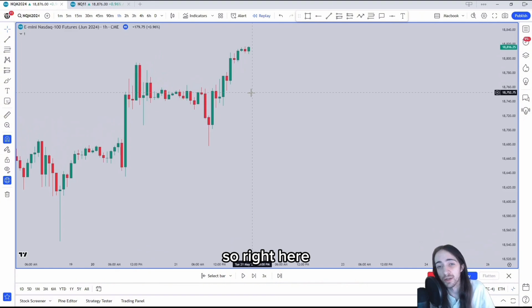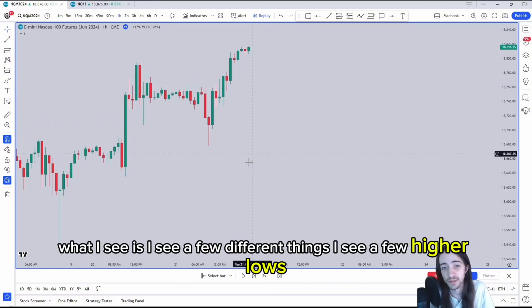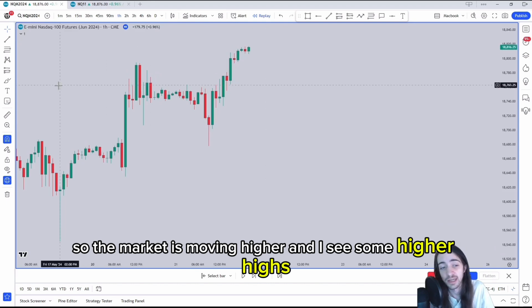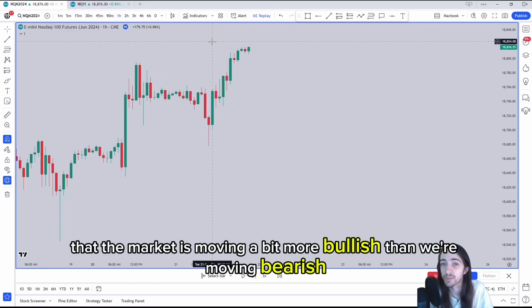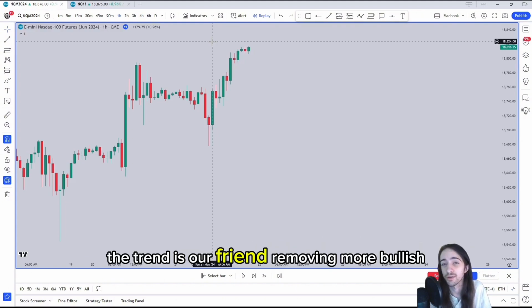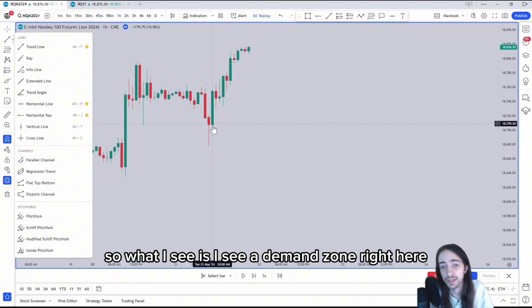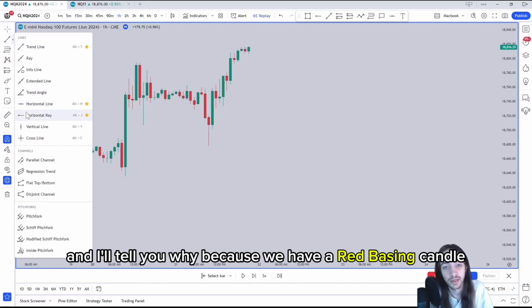So right here, I see a few different things. I see a few higher lows, so the market is moving higher, and I see some higher highs. So I know just from that the market is moving a bit more bullish than bearish. That is the trend. Right now the trend is our friend. We're moving more bullish. So I see a demand zone right here. And I'll tell you why.